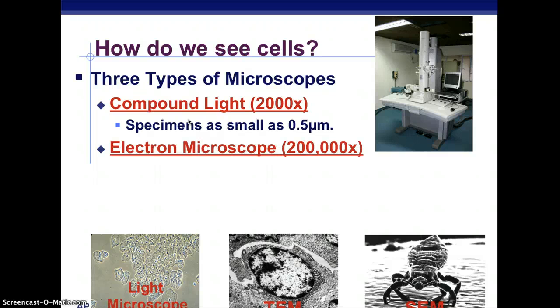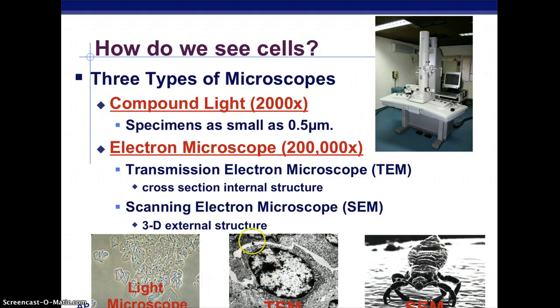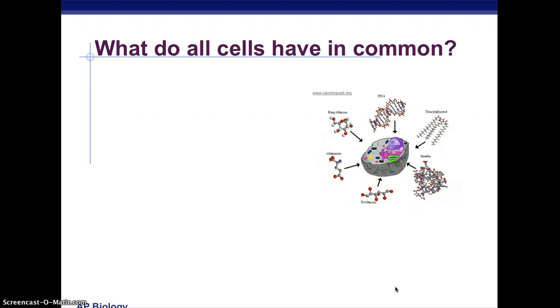And then the more powerful microscope, which we can't even begin to afford at our school, is the electron microscope, which magnifies things 200,000 times. And it actually hits the specimen with a beam of high-powered electrons that create images. And we have two electron microscopes. We have TEM, which is transmission electron microscopes that allow you to see the inside and create these 2D images. And then we have what's called scanning electron microscopes that allow you to see the surface of the specimen and see these three-dimensional shapes.